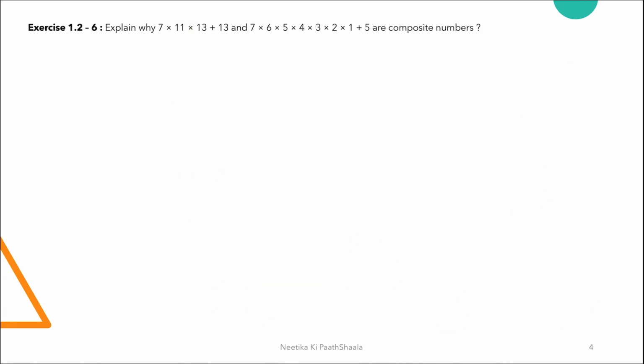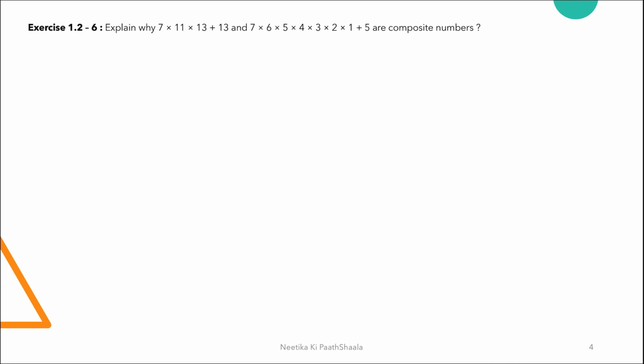Now this is the sixth question of exercise 1.2. Here we have to explain that why 7 into 11 into 13 plus 13 and 7 into 6 into 5 into 4 into 3 into 2 into 1 plus 5 are composite numbers.